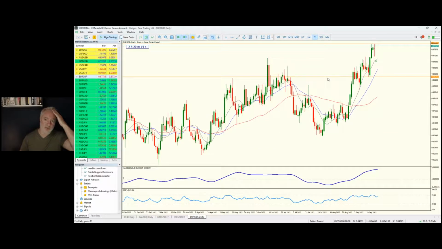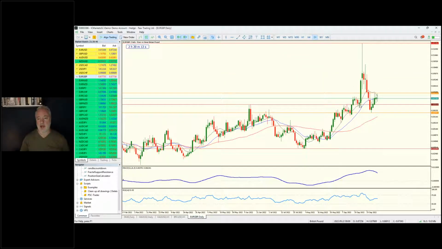Euro GBP. So Euro GBP had a big spike up with the pound weakening. So the pound weakened, and so the euro strengthened against it. Now it's come back a bit. We've broken that low. So generally this trend is kind of done. So now it's trying to decide what to do. So if you want to get a bit of perspective, you go up.